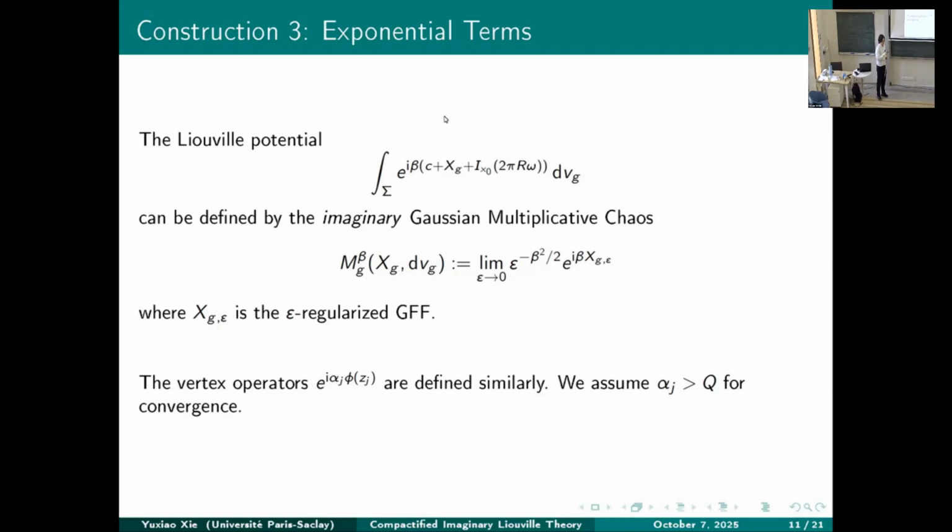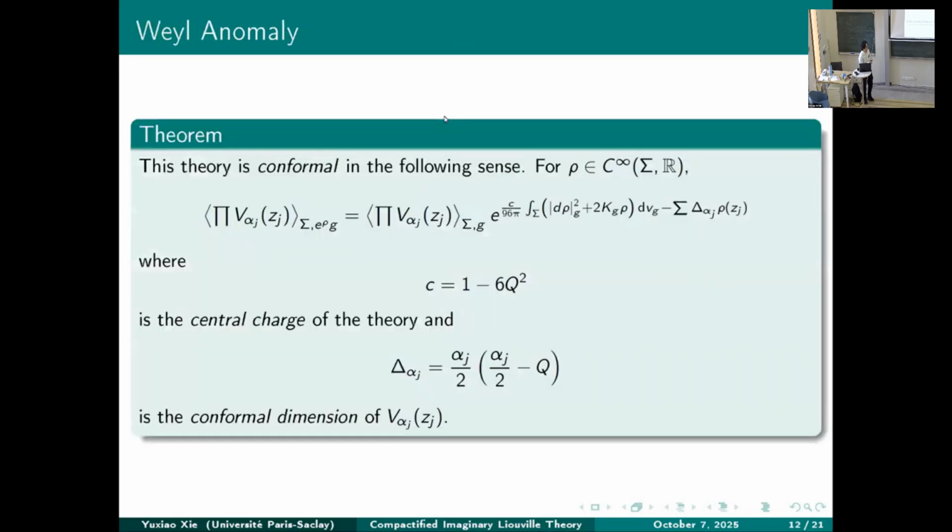Okay, so now we have a working definition of the path integral, and we can actually prove that this is a CFT in the following sense. So again, we have this Weyl anomaly formula, which says that if you change your metric to a conformal one, you're going to have this conformal factor. In it, you see the central charge of the theory, which in this case is 1 minus 6Q squared, and you also get this term where you see the conformal weights of these vertex operators. So in this sense, we consider it to be a conformal field theory. Any questions on this?